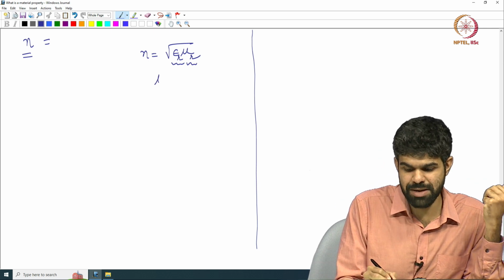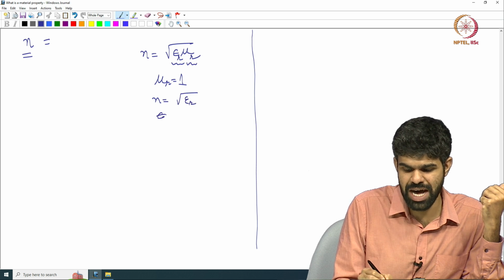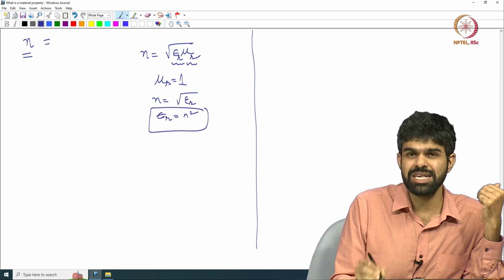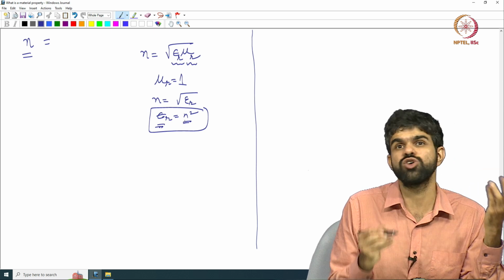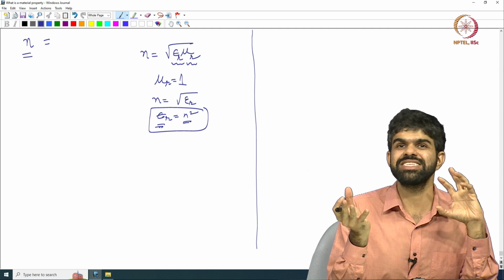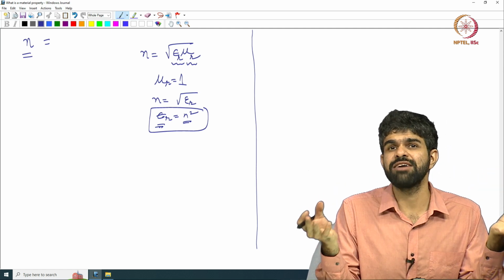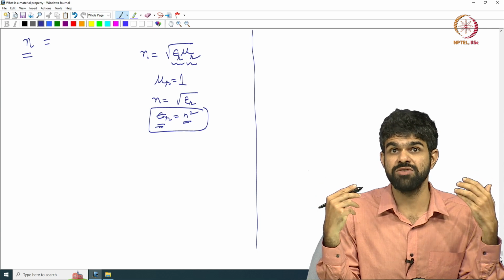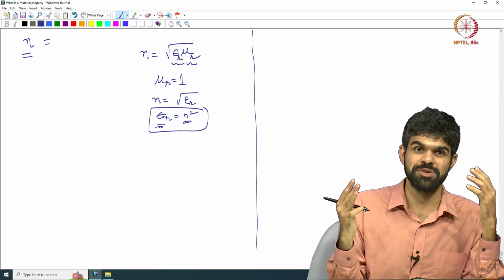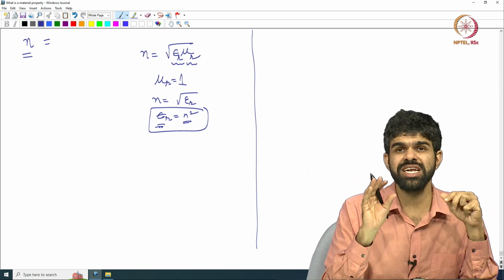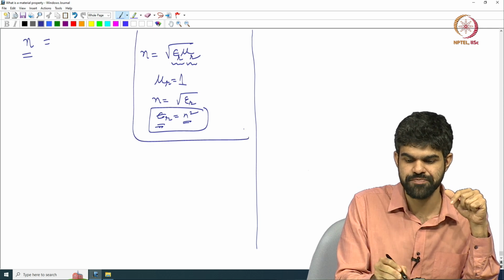For non-magnetic materials, where mu r equals 1, n is just the square root of epsilon r, or epsilon r is n squared. So in some sense, if I talk about n, I talk about epsilon r, and if I talk about epsilon r, I talk about n, especially at visible light frequencies. They have similar information, but the refractive index is more often used than the dielectric constant at visible frequencies. That is why I did not pay special attention to n, but now the time has come to pay special attention to n.